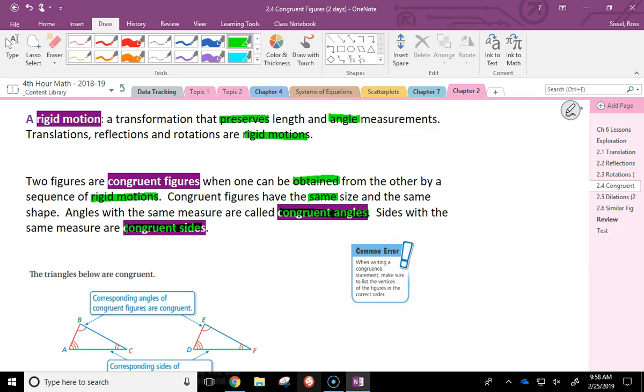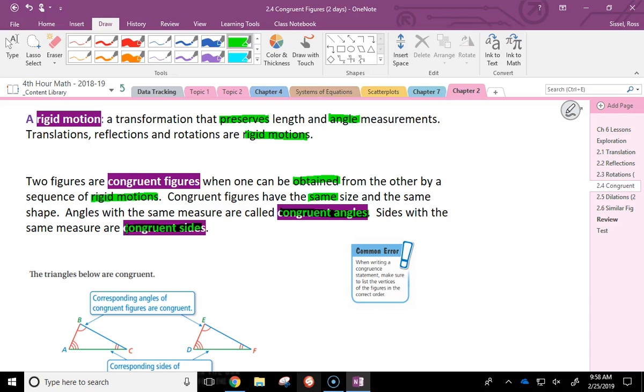So on Friday we explored where we used the tracing paper. We played around trying to see if we thought two shapes were the same size. Today we're going to be furthering that discussion because we're telling you that a rigid motion is part of our transformation. Whether you use translation, which was our slides, reflection, which is our flipping, or rotations, which was our turns.